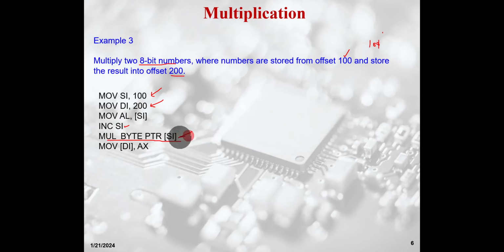Now where will the answer be available after this operation? It will be available in AX, and from AX I can move it to DI. DI is where we wanted to store this data, at 200. We had already moved that 200 into DI, so accordingly this result will go into the memory location indicated by DI. Okay, so this is an example of how a multiplication can be done.